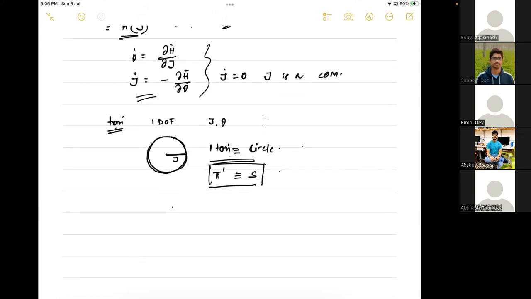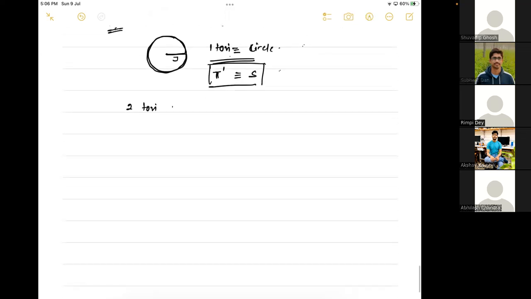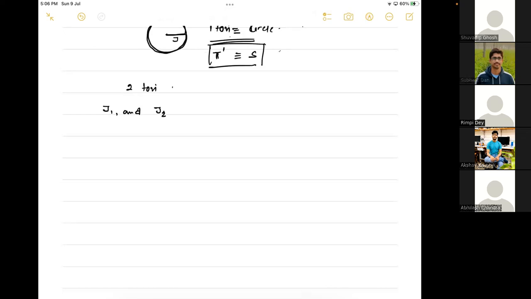So I forgot to mention that integrability theorem I was just talking about. That is called the Liouville-Arnold integrability theorem. Now for a 2 degree of freedom system, the phase space will look like 2 tori, a 2-parameter family. Here the 2 parameters are, sorry, θ1 and θ2, because those are varying from 0 to 2 pi.